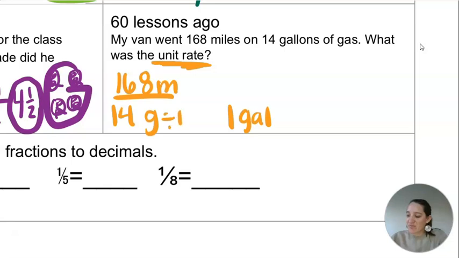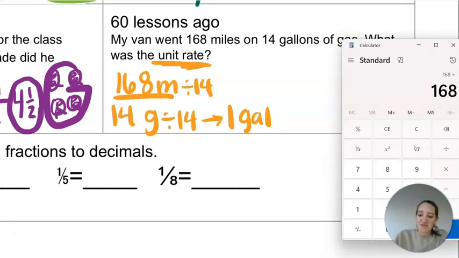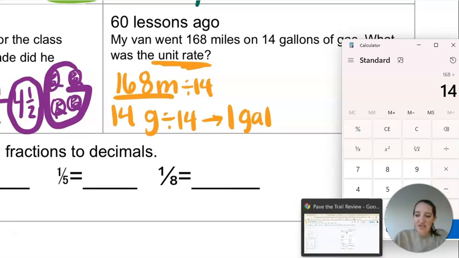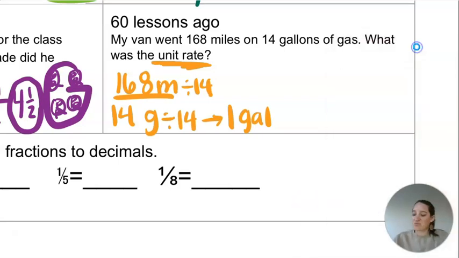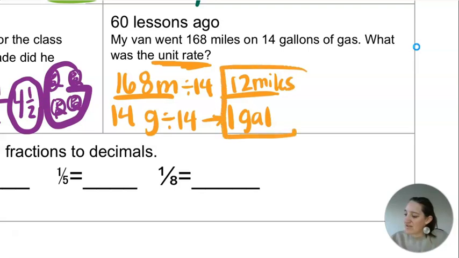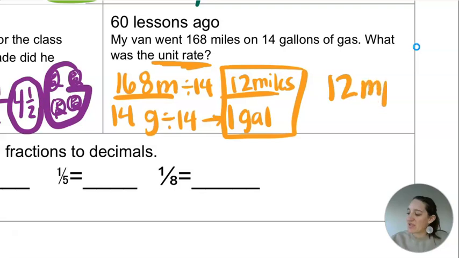Okay, so I'm going to divide by 14 because that will get me to 14 divided by 14 is 1 gallon. And then I'm going to go 168 divided by 14 on top to keep it equal, and I will get 12. So, 12 miles per 1 gallon. That's not very good gas mileage. Or you could write 12 mpg. That's a really popular unit rate, so you just use the abbreviations for it.